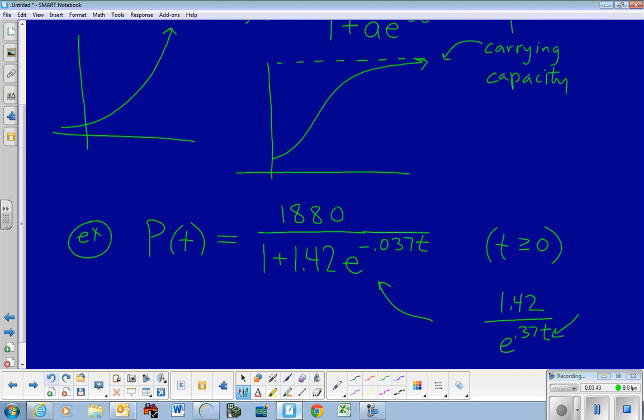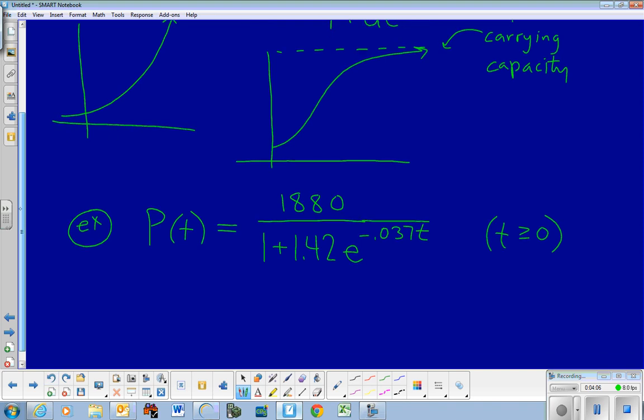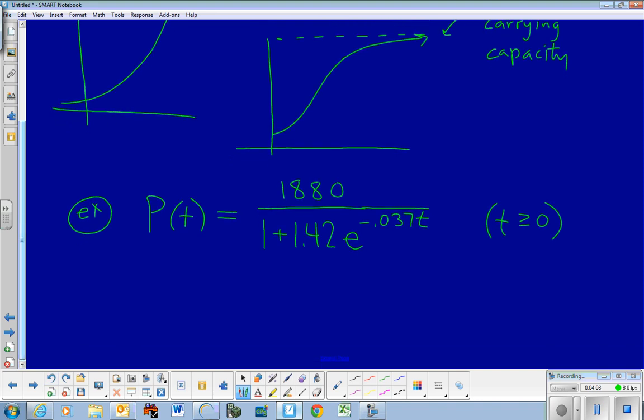As time goes on, this part of the equation approaches 0, and that's how you can see that 1880 is the limit. We're never going to go over 1880 because the bottom is getting closer and closer to 1. I don't want to talk too much about that, but I just want you to understand why 1880 is the carrying capacity, why this lake can hold only 1,880 fish.